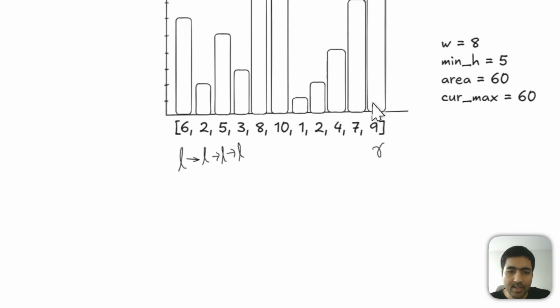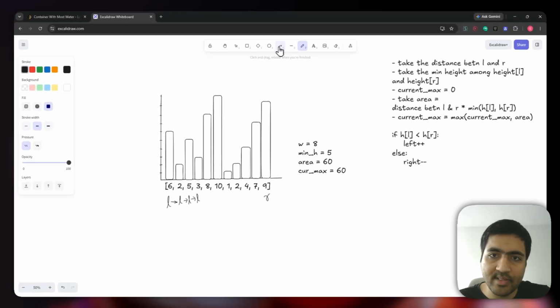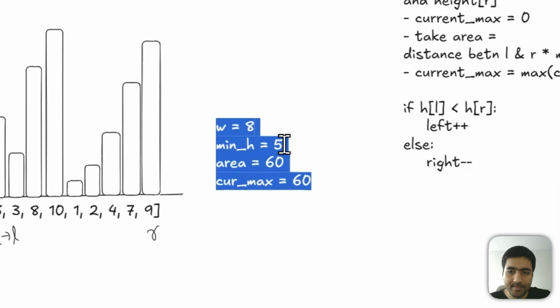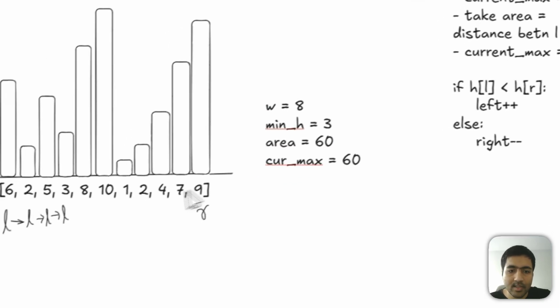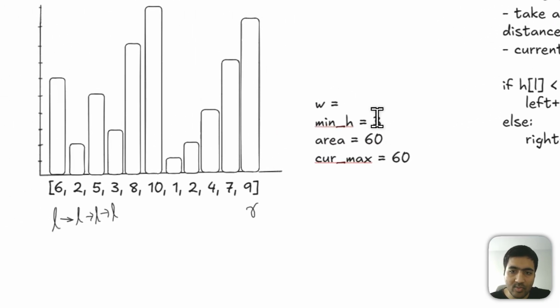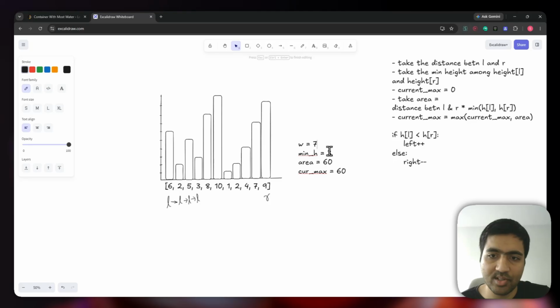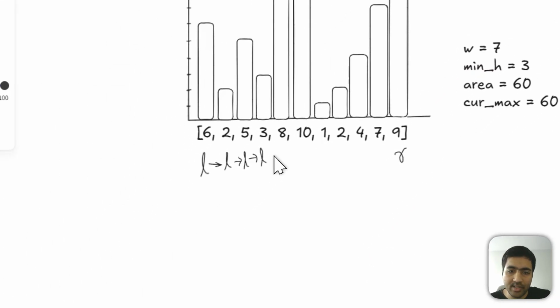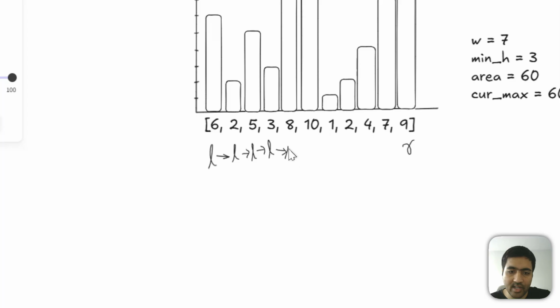It becomes 3. Now the min height is again 3, and we find the width has gotten shorter and the area is 21, which is again smaller than 60. Max stays at 60. Now L moves forward again, and it's at value 8.